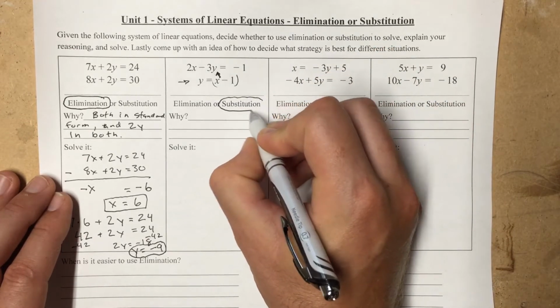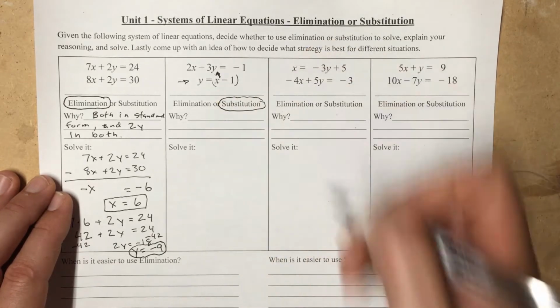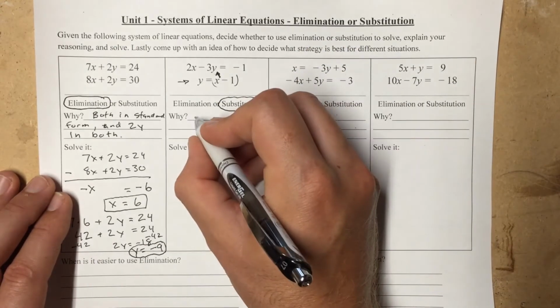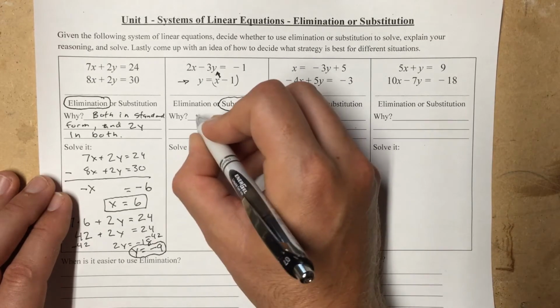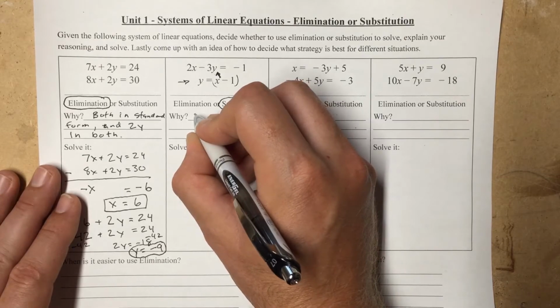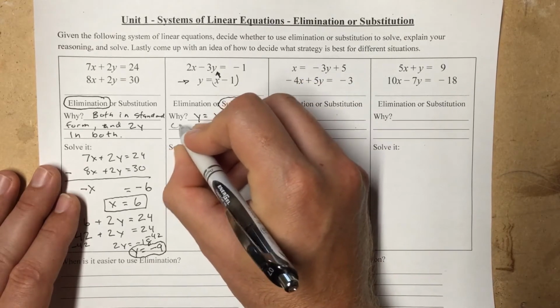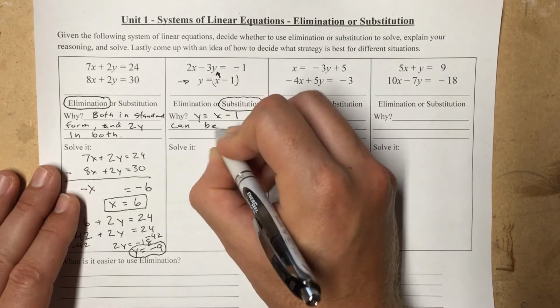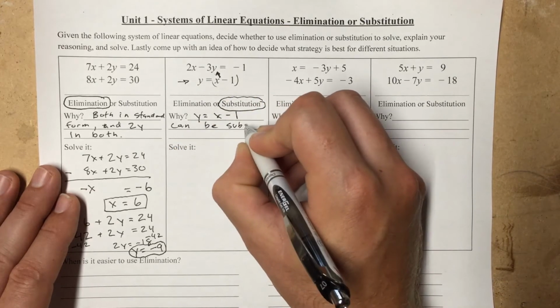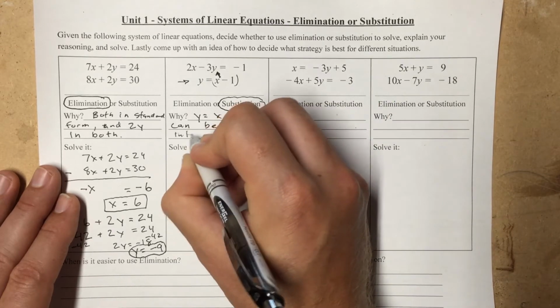All right, I'm going to substitute what y is equal to into this equation. So the y equals x minus 1 can be substituted into line 1.